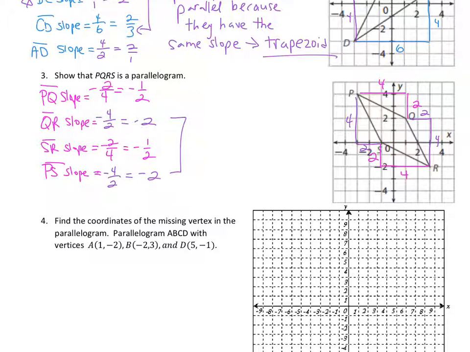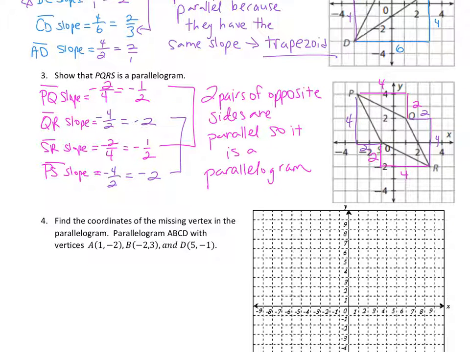So if you notice, you've got 2 pairs of sides that are parallel to each other. So that is enough information to show that it is a parallelogram.